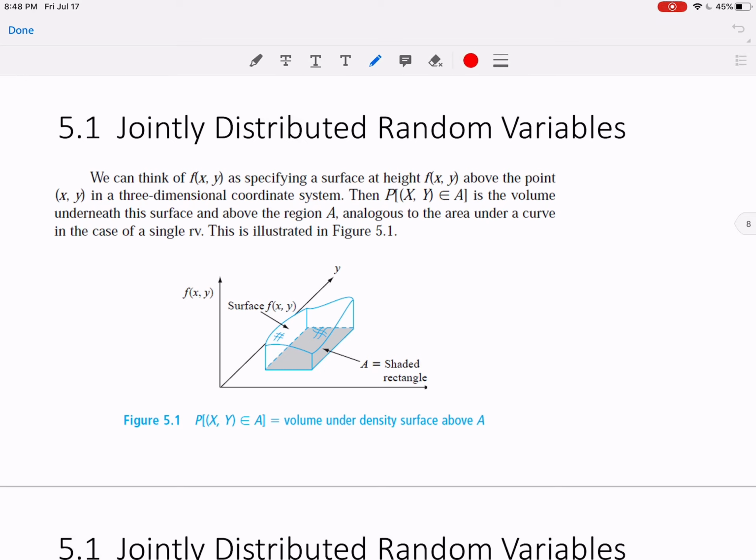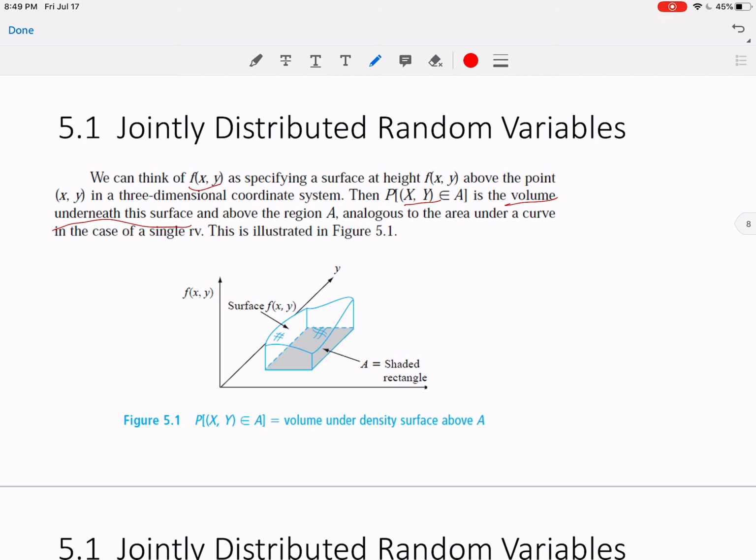This is kind of an explanation of the definition. We can think of f of x, y as specifying a surface at height f of x, y above the point x, y in a three-dimensional coordinate system. I think you might see something like this in your calculus class. If you want to draw the graph of it, it's going to be three-dimensional. Then the probability that the pair x, y is in set A is the volume underneath this surface, the surface f of x, y, and above the region A. Analogous to the area under the curve in the case of a single random variable.